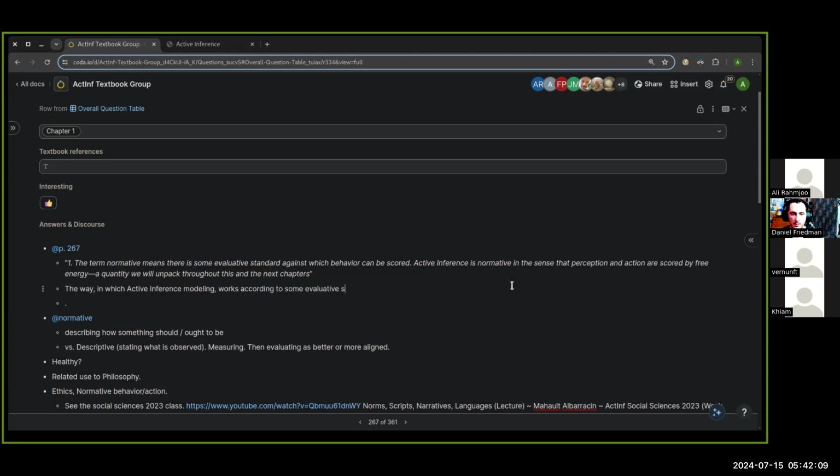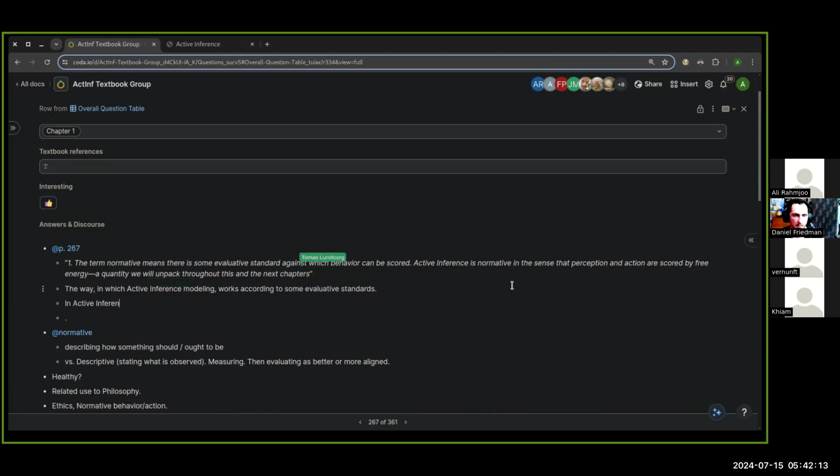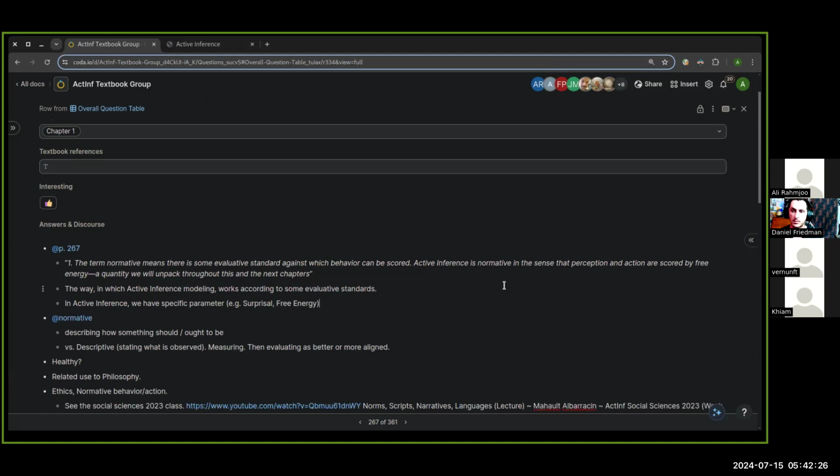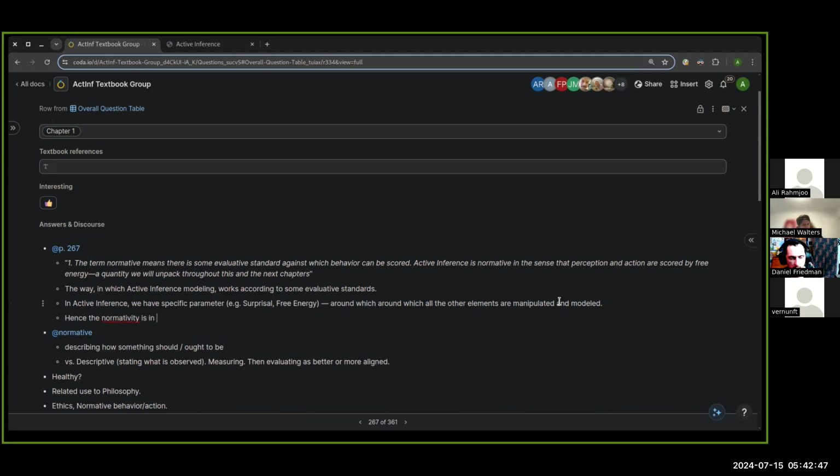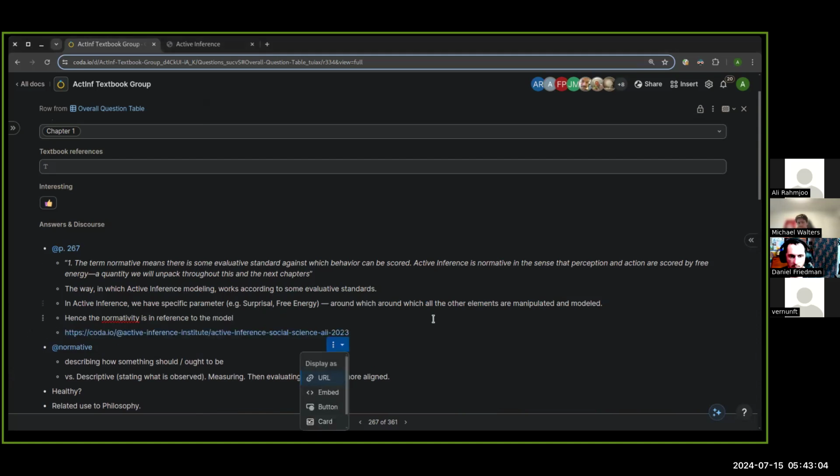More precisely, in active inference, we have a specific parameter, say surprisal or free energy, which we'll get familiar with more extensively in the coming chapters. But there's this parameter around which all the other elements are evaluated and manipulated and modeled. So the word normative here refers to the framework of this theory. It's not used in the same meaning as in, for example, ethics or other usage. It's used in a rather technical way here. Thank you, Ali.